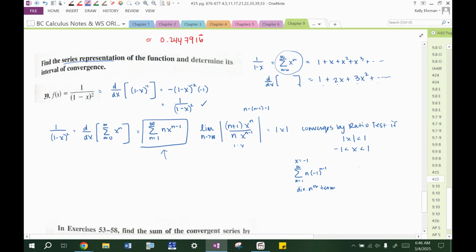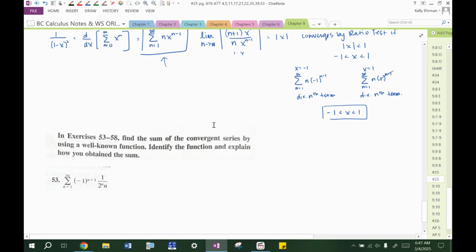And I think the same thing will happen if x is 1, but I'm still going to write it down, just pretending that I'm doing this for a free response question. So yeah, if I plug in 1, I'm still going to get something that just is not approaching 0. So this diverges by the nth term test. So the interval of convergence is officially between negative 1 and 1, but not including either of those endpoints.